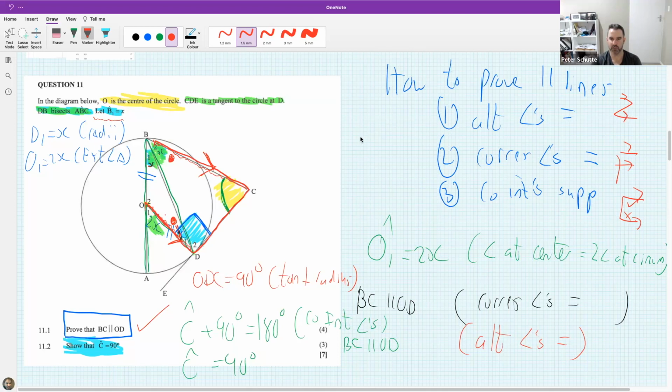CD is standard, O is center, yes. Perfect. Nashon, your hand is up.